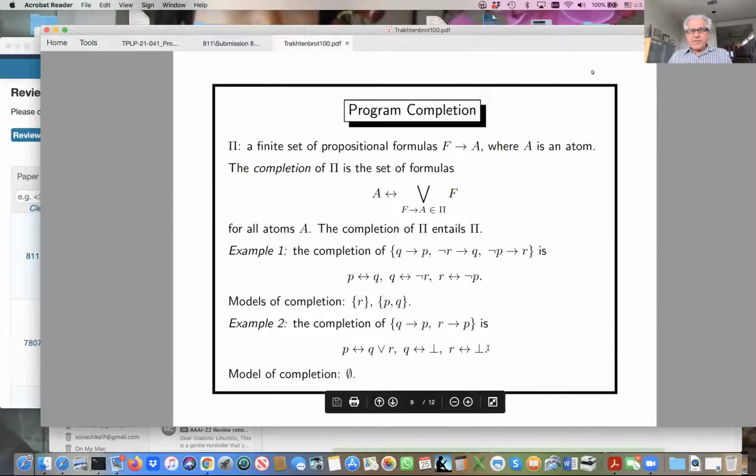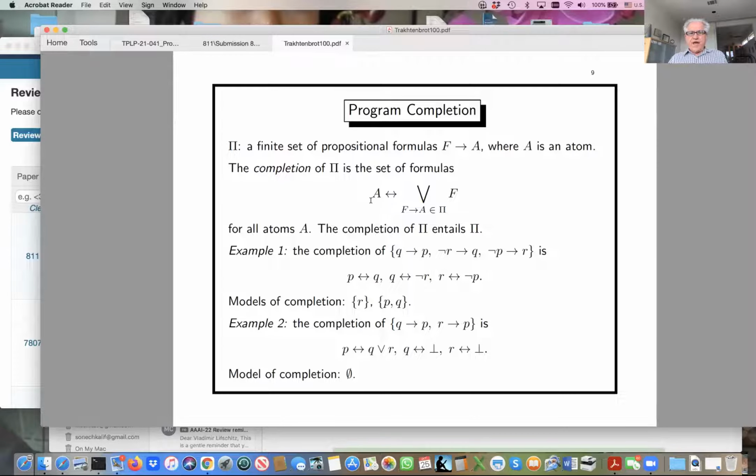So what is program completion? We'll define completion not for arbitrary sets of propositional formulas as stable models, but for a special case, when our set is finite, and when every element of the set is an implication with an atom in the consequent, and the antecedent can be an arbitrary propositional formula F. The completion of such a set Π is the set of equivalences, one per atom occurring in the program. These equivalences are called completed definitions of these atoms.